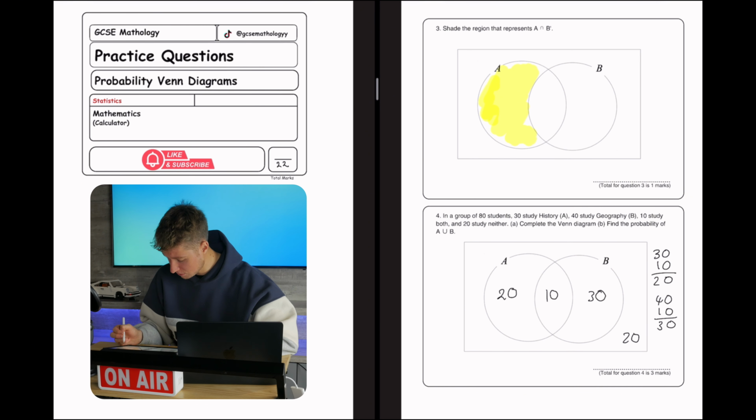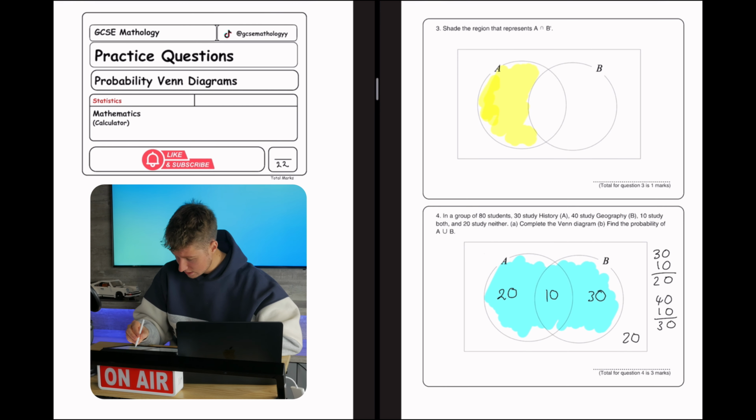Part B says find the probability of A or B. So A or B is this region here, so it's everything within the Venn diagram. So the probability here, we've got 20 plus 10 plus 30, which is equal to 60 over 80. So the probability will be 60 over 80, which is 6 over 8, which is 3 over 4, so 3/4.